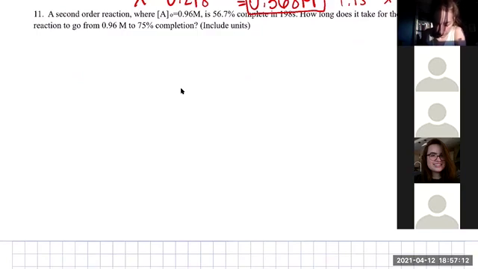So we have a second order reaction this time, and we have our initial concentration of A.